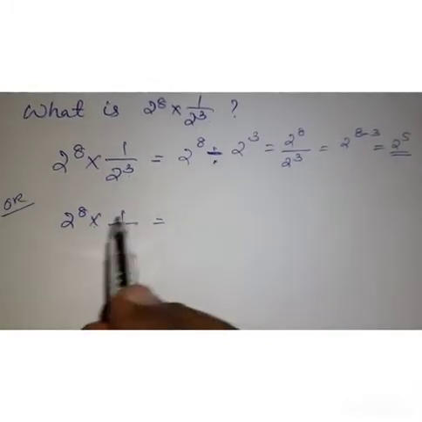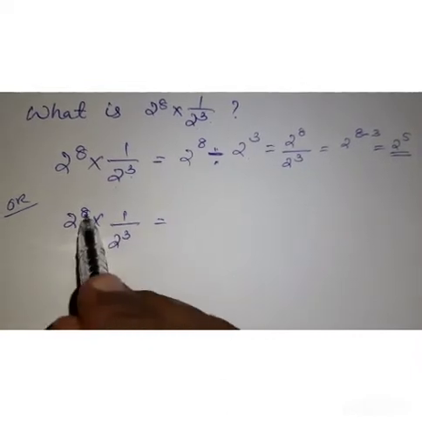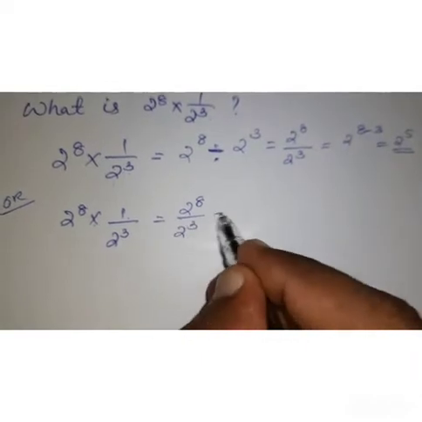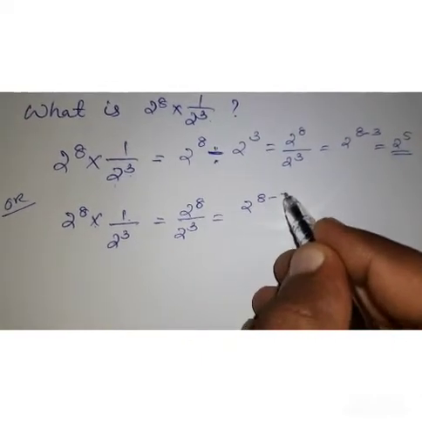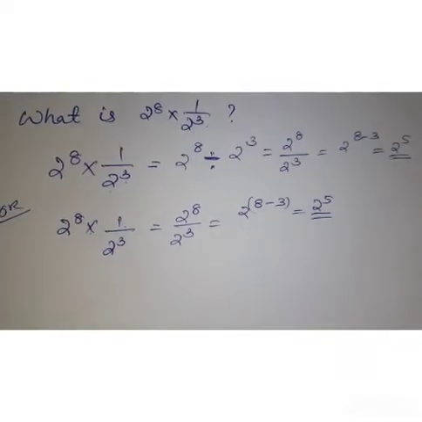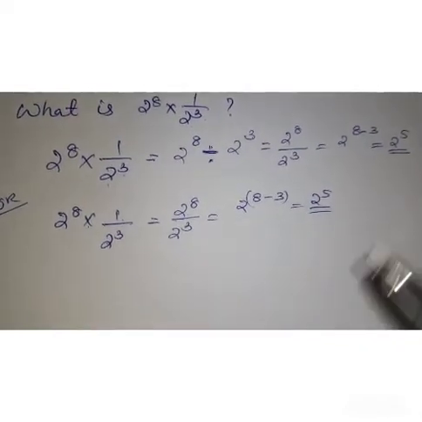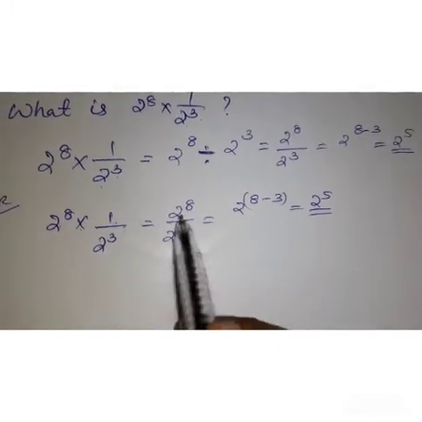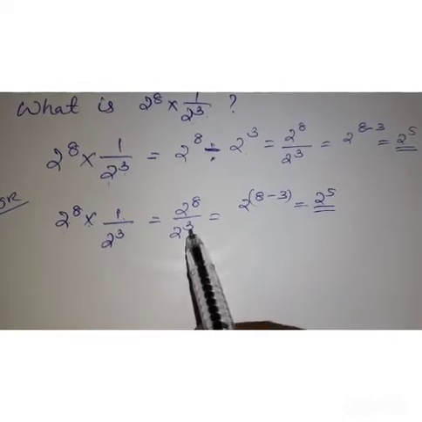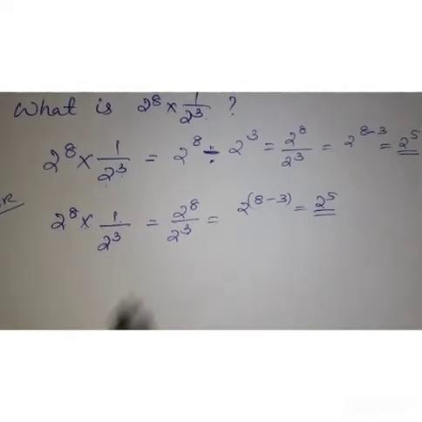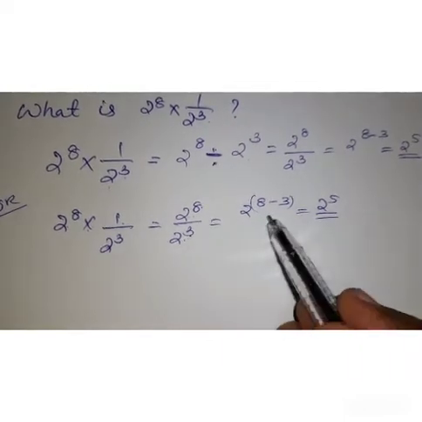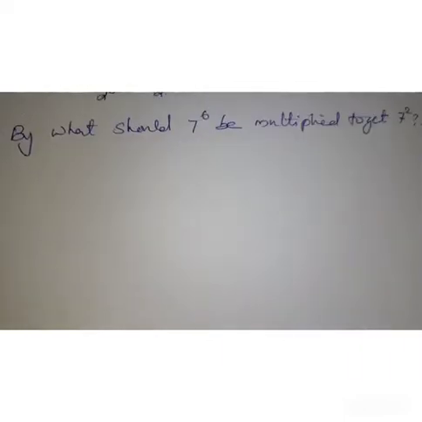Otherwise, 2 raised to 8 into 1 by 2 raised to 3. 2 raised to 8 into 1 is how much? 2 raised to 8 itself, divided by 2 raised to 3. So it is 2 raised to 8 minus 3, 2 raised to 5. So instead of multiplication, we can write the division. 2 raised to 8 into 1 is 2 raised to 8, and 2 raised to 3 is the denominator. So 2 raised to 8 divided by 2 raised to 3 is 2 raised to 5.